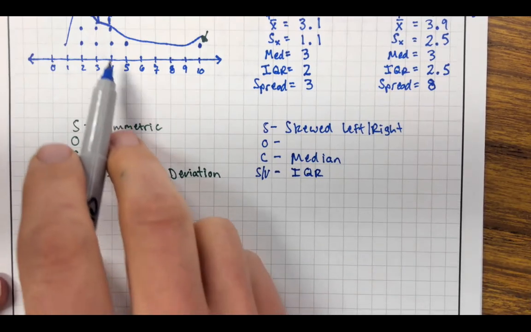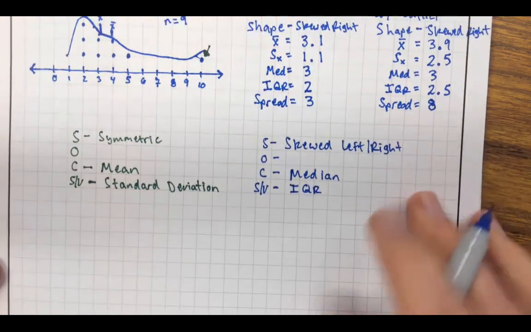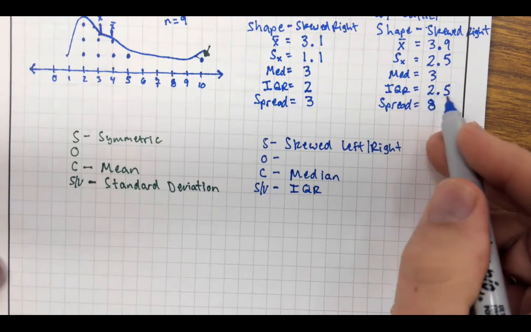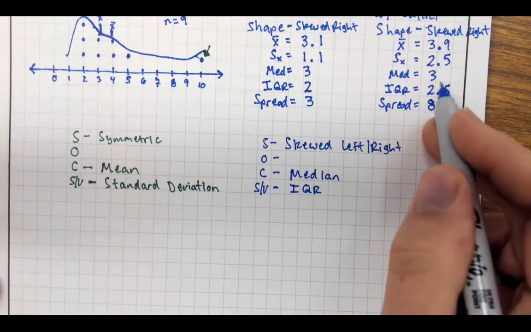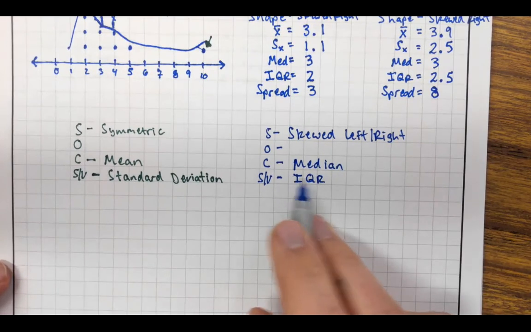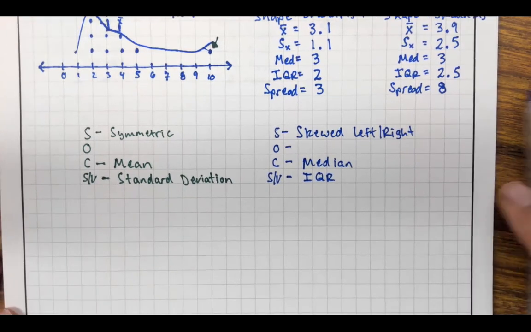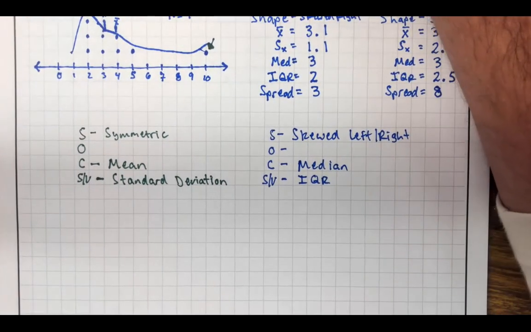Like for the IQR, it did not include the outlier. This IQR right here didn't include the outlier in its calculation. It just used the first quartile and the third quartile. So the IQR is great for measuring variability because it does not include outliers. Okay, so that's going to do it for the note section. Let me go to just a couple quick examples and we'll talk about them.